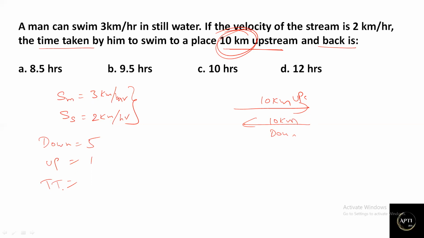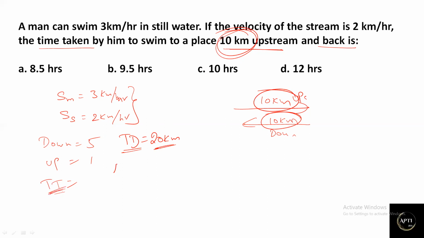What is the total time taken to travel that? We can find the total distance he traveled. Simply, you can say the total distance is 20 kilometers. Why 20 kilometers? Because 10 plus 10. Now we know the total distance. We need to find the total time.